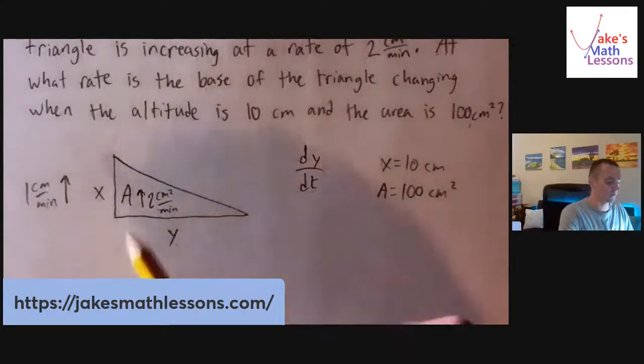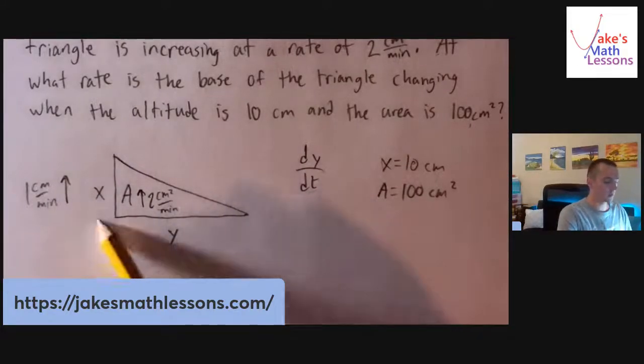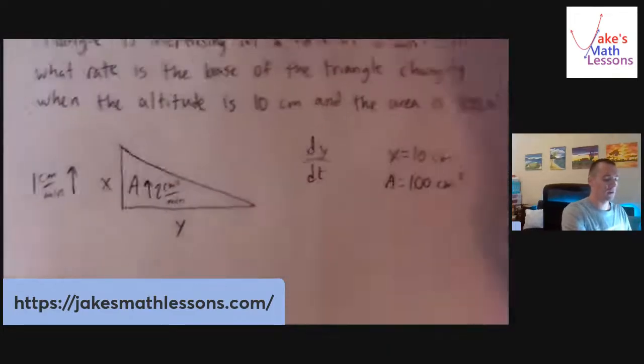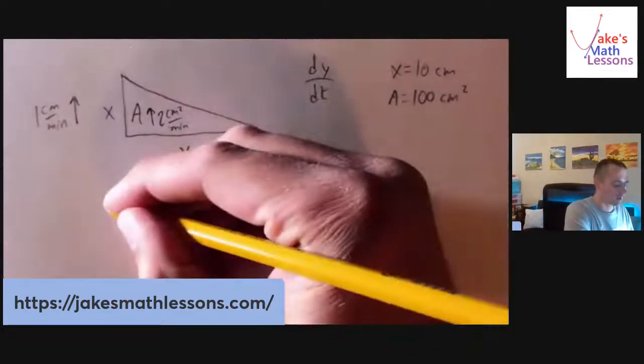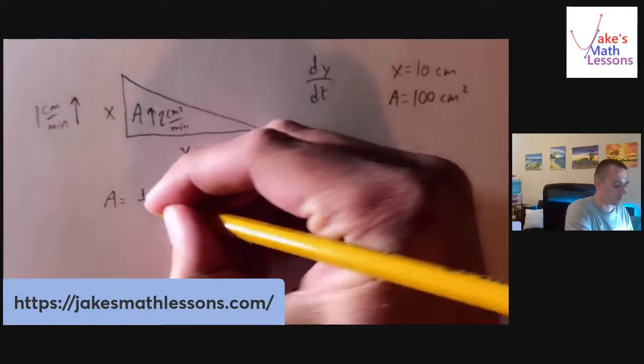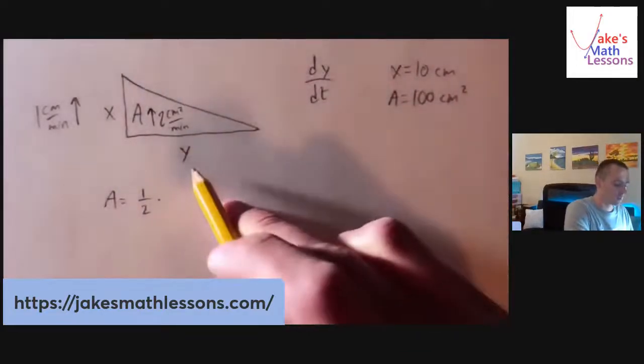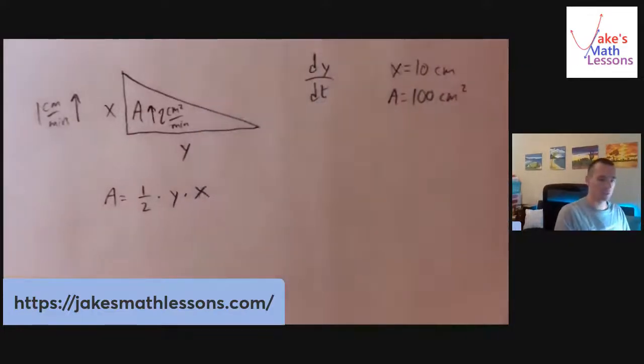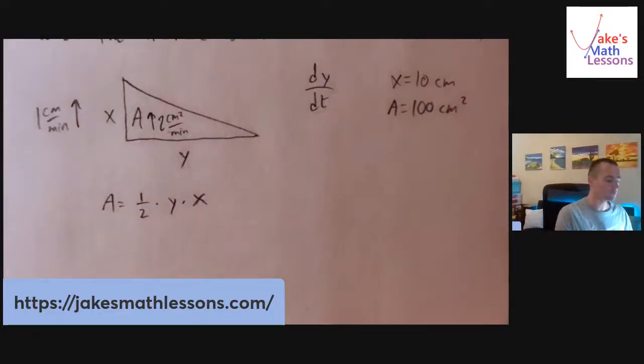But in this case, since we have area, base, and height, probably the best place to start would be the equation for the area of a triangle, which is that the area is one half times the base times the height, which in this case is going to be x and y.